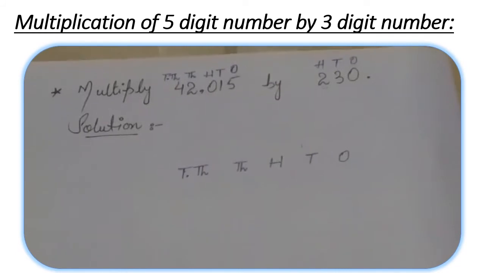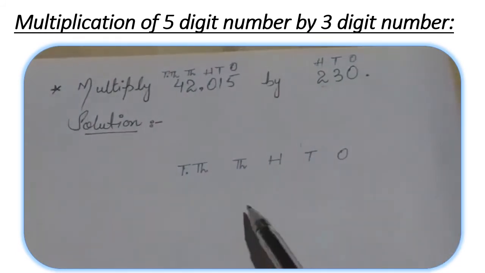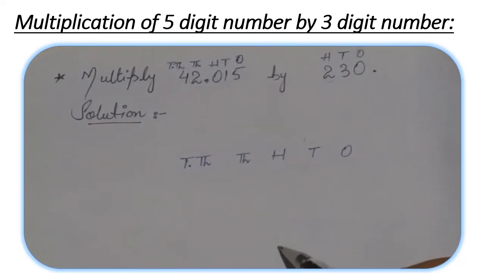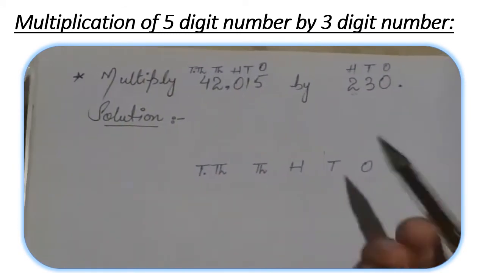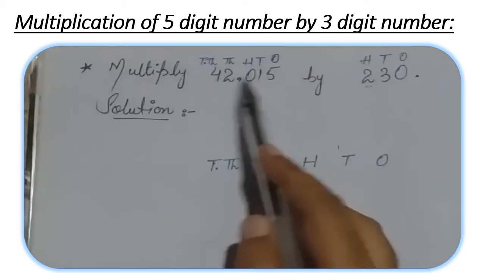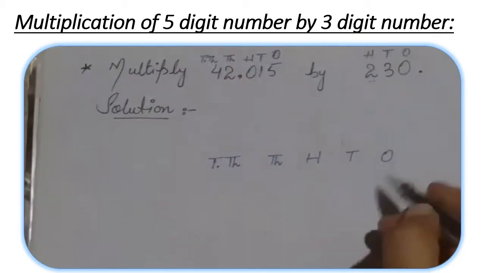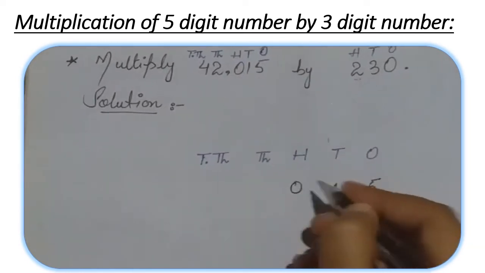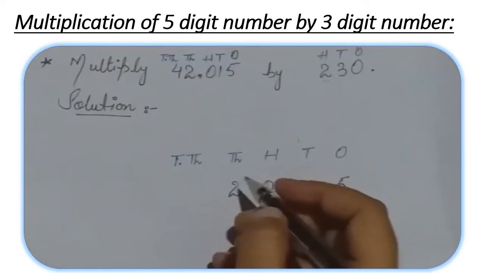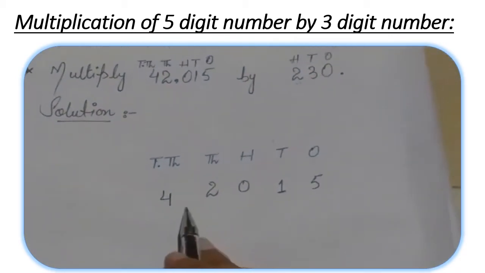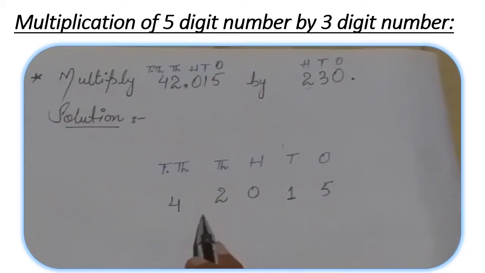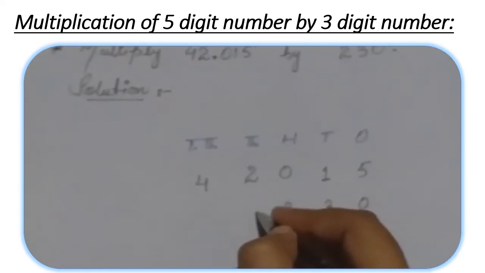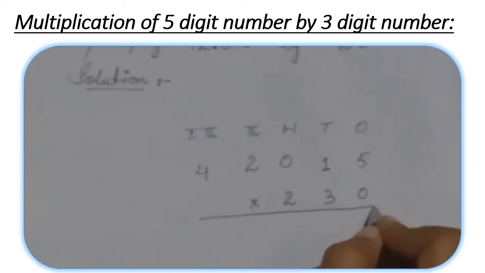Now what we will do, we will copy the multiplicand and multiplier in the vertical form. First we will copy multiplicand and second we will copy multiplier according to the place values written on its digit. Okay, now let's start. 42,015. We will start 5, 1, 0, 2 and 4. This is the first number, which is multiplicand. Now the second number, 0, 3, 2. This is multiplier. Now we will start multiplication.